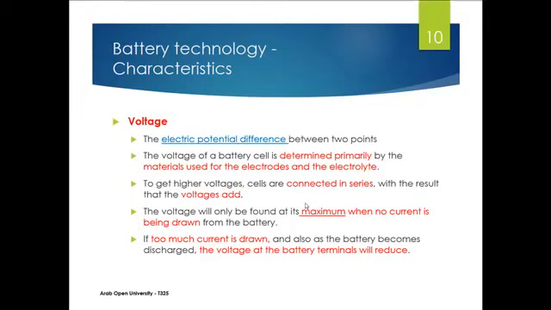Usually, and we all know that if we need high voltage, we connect the batteries in series, and thus the voltages will add together. The voltage is a characteristic of a battery that is not in use. So when we start using the battery and current is drawn from it, the voltage will start dropping down. And if too much current is drawn, the battery is discharging, and at a certain time the voltage will reduce until reaching a minimum threshold. After this threshold, in general, the battery is no longer usable.